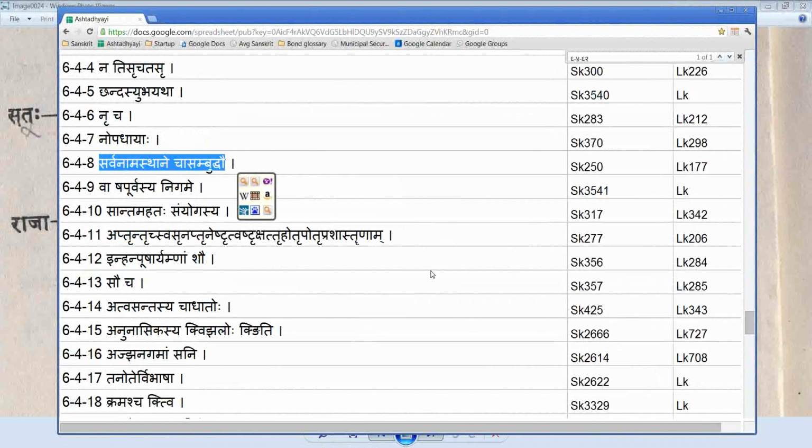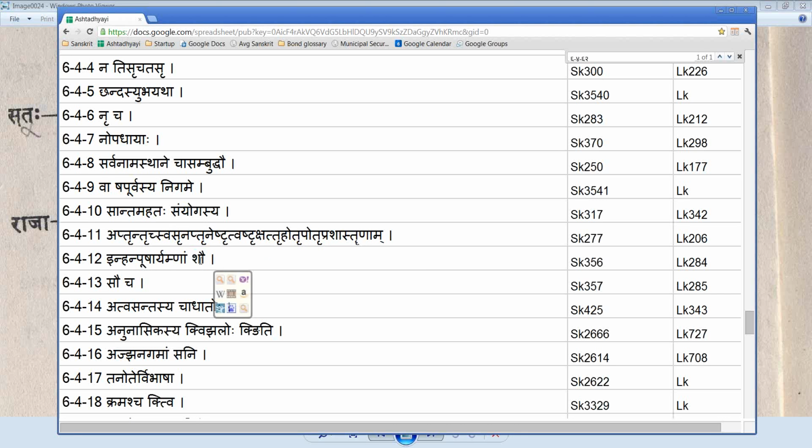Why not? Why not? Because of the Niyama Sutram. When you have an Anga, it can only take a Dirgha. So that limited the Svanamastani Chasam Buddha. That's why you need Saucha.